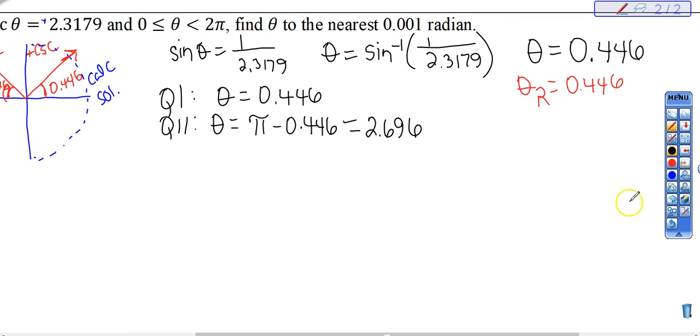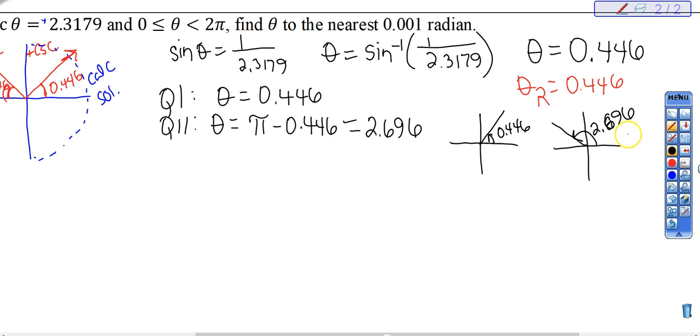So if I were to just come over here and draw two little representations of both of these angles, one angle would be here at a positive rotation in our interval of 0 to 2 pi. And then the second angle that we found, the measure from 0 to 2 pi, is in quadrant 2, and that measure is 2.696 radians.